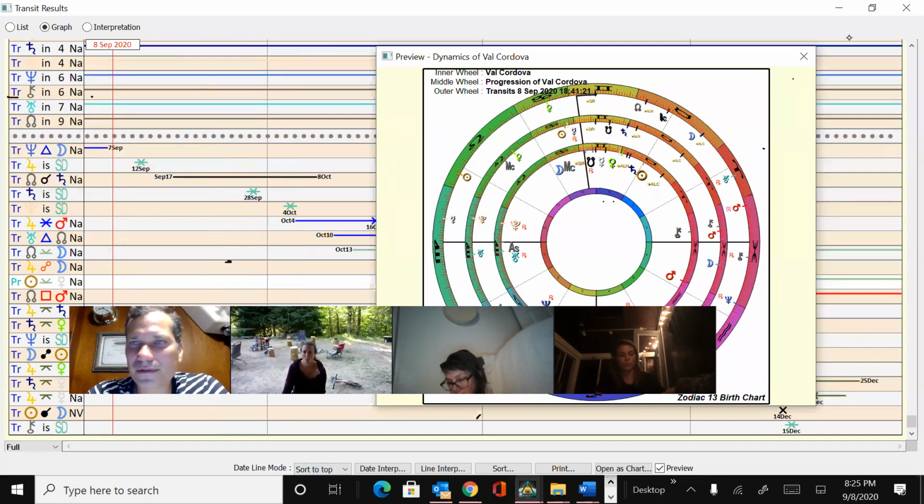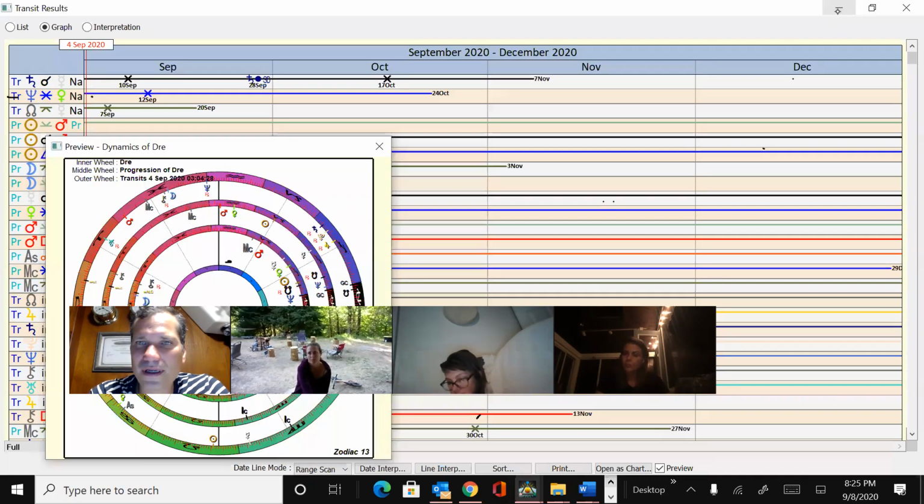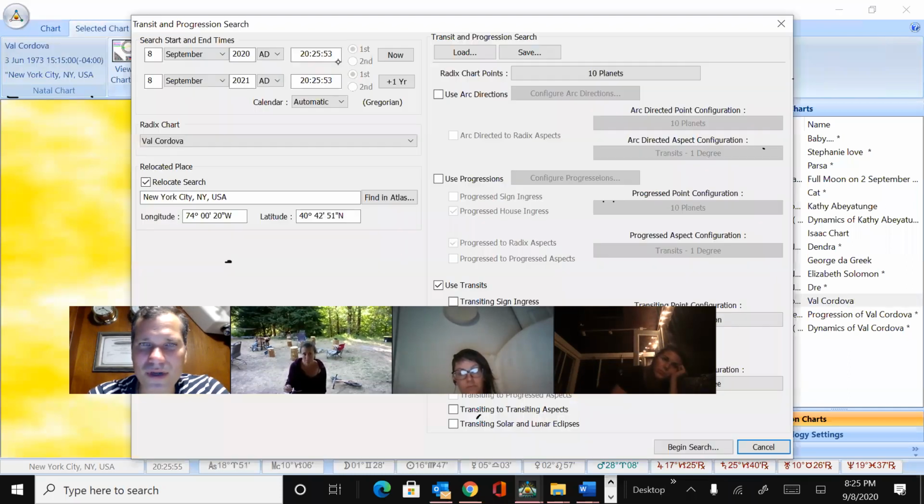Now, if you're working with Prometheus, there are different ways you can do things. If you want to look, for example, let's say we have Val's chart up again, and you want to do transits and progressions, you can choose.